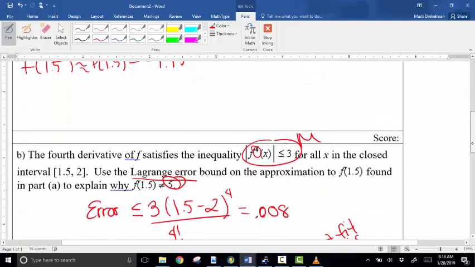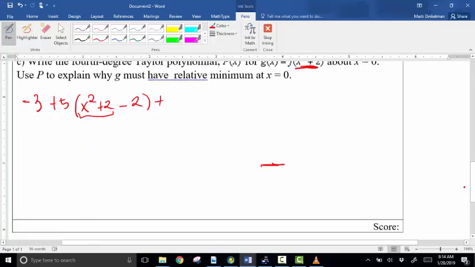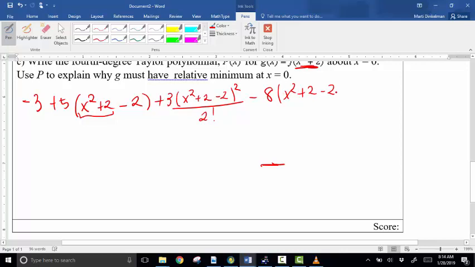So then it was a 3 and then a minus 8. We'll see if we can remember that. So 3, and it was an x minus 2. So instead of an x, I'm putting that. This is this degree term. And then minus an 8, x minus 2 to the 3 over 3 factorial.